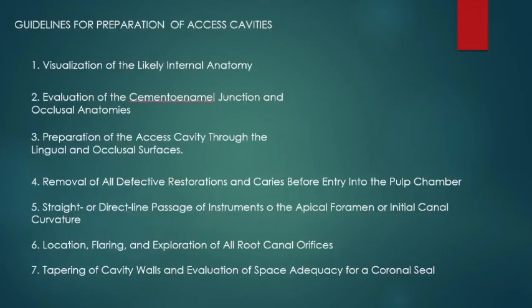Alright, now the following guidelines number 4, 5, 6, and 7. Number 4, as we mentioned before, removal of all defective restorations and caries. This is because we don't want bacteria to leak inside the root canal. Guideline number 5, we should always have straight line access to the apical foramen or to the initial or the first canal curvature. Guideline number 6, we have to locate all the root canal orifices so we don't end with untreated canals, which may lead to the failure of the treatment.